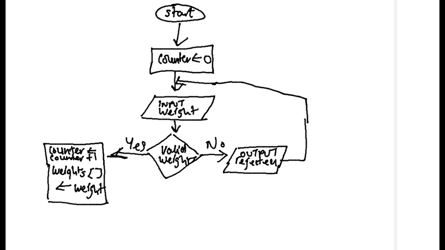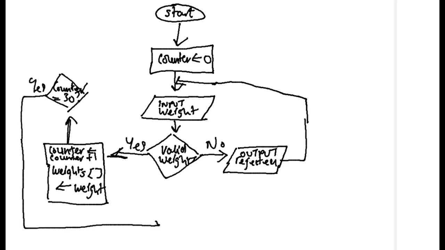So then we need to check to see if our counter is 30. So we could do that up here. Is our counter 30? If it is, then we can end. And if it isn't, then we need to input another weight, like that.